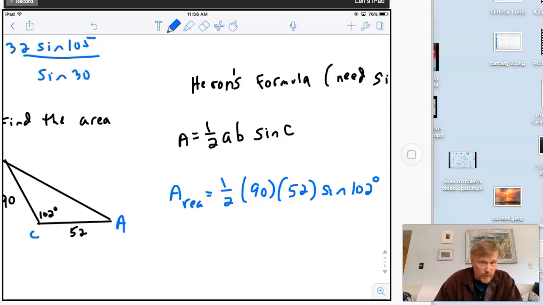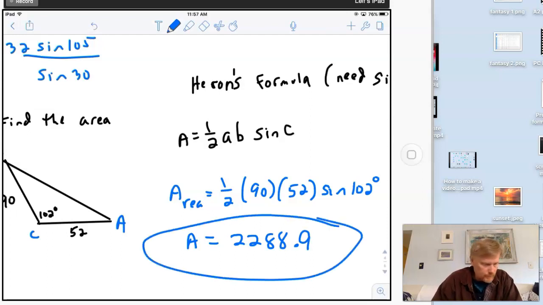And then you're straight punching it into your calculator, right? Make sure that you multiply those three numbers together and then multiply by the sine of 102, all right? So if you do this correctly in your calculator, you should get that the area is 2,288.9, okay? Yep, that's it.